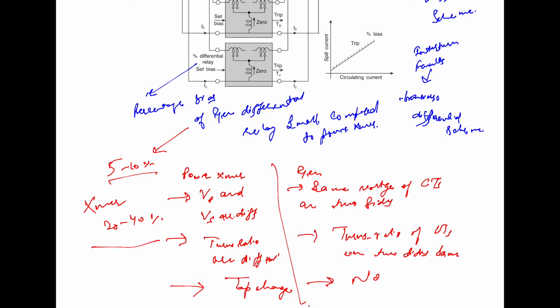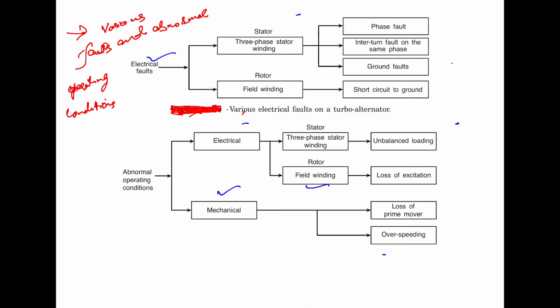We have discussed this in the transformer part also. Now the longitudinal differential scheme caters for phase as well as ground faults. So the phase faults and the ground faults are catered by the longitudinal differential protection, but it is unable to detect the interturn faults between the turns of the phase.